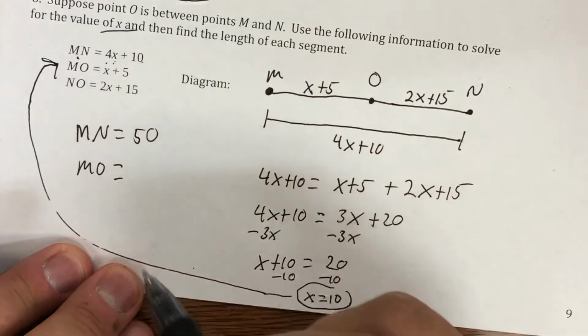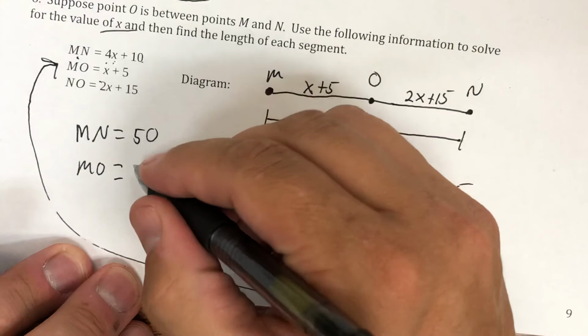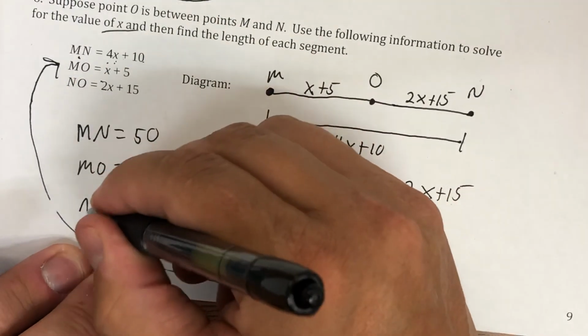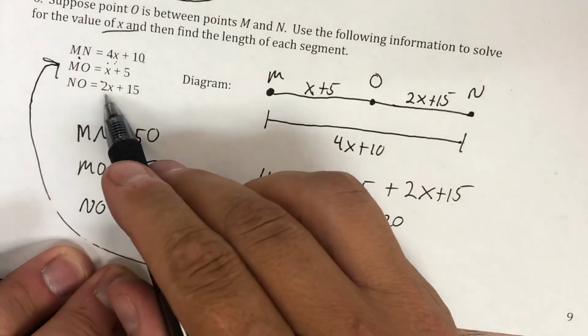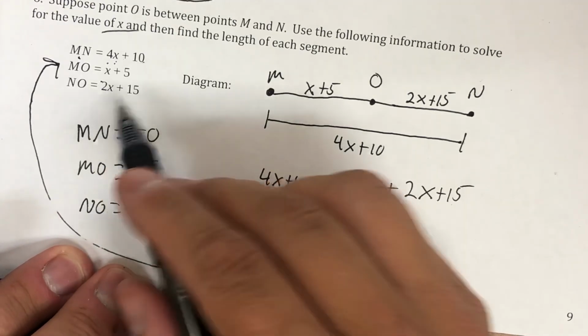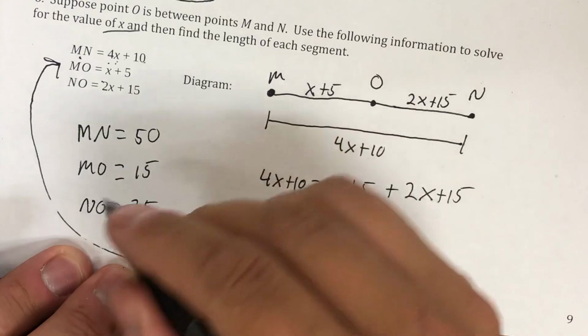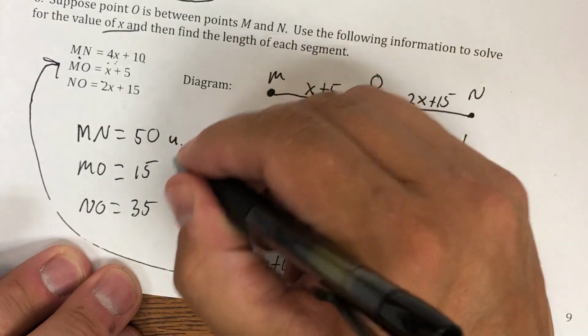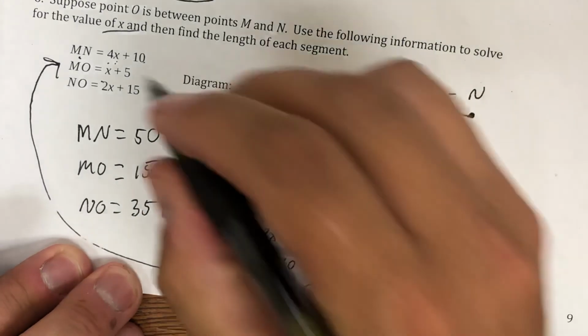MO is equal to 10 plus 5, that's 15. And NO is equal to 2 times 10, that is 20, plus 15, that's 35. It did not give us units, so I'm calling that units, units, and units.